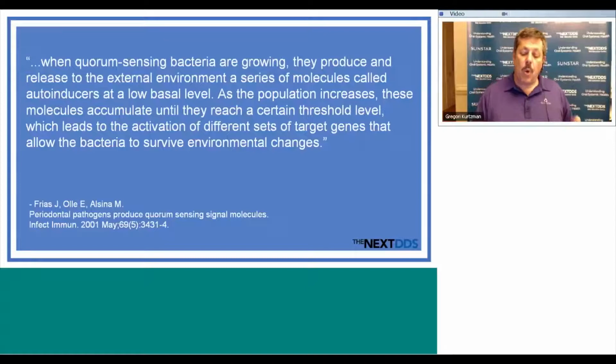So what happens is bacteria that would normally die under certain circumstances, when you put them together into a biofilm, they basically help each other by, as we said, turning genes on and off, and they really survive a lot of environmental changes.